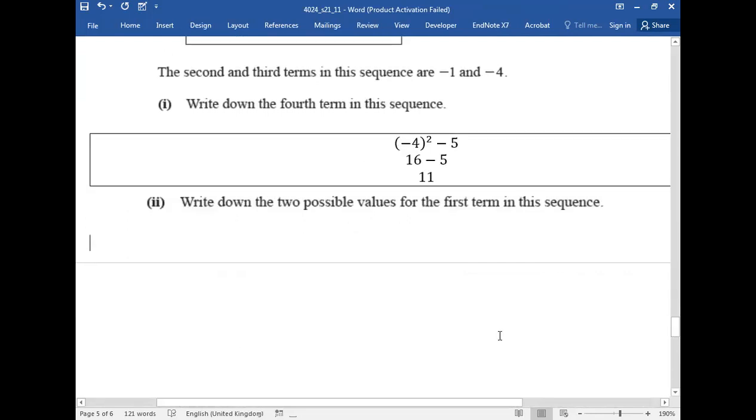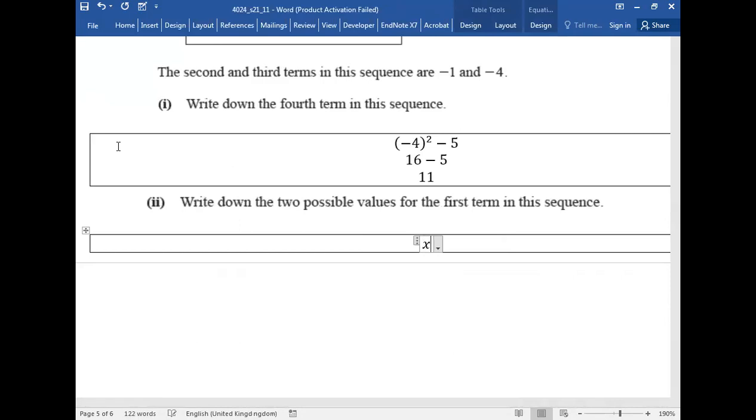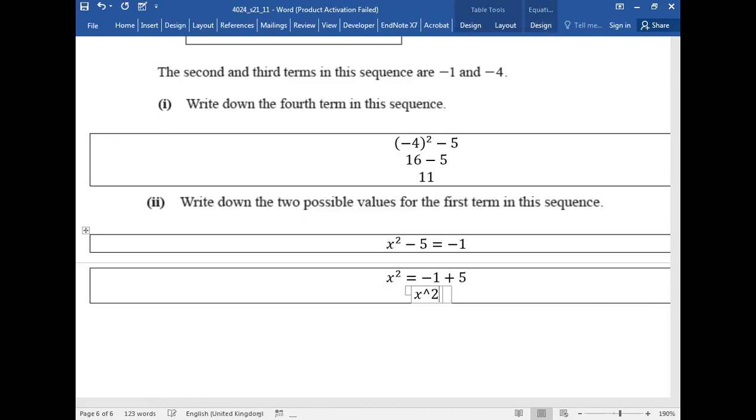Write down the two possible values for the first term in the sequence. First term, I do not know the first term. I'll consider it as an unknown x. When I square it and subtract 5, what would I get? Minus 1. I would get the second term. Is that right? First term is the unknown x. I square it, subtract 5 from it, and I get the second term. So we develop an equation: x squared minus 5 equals minus 1. 5 goes on that side. Minus 1 plus 5 is 4.